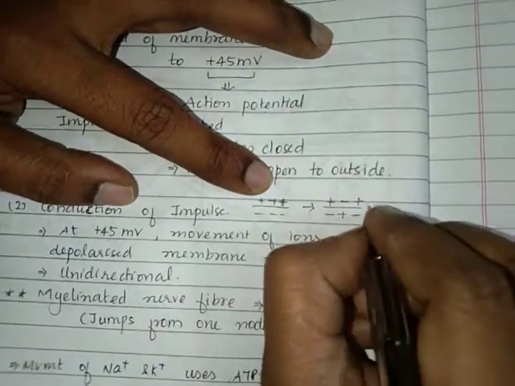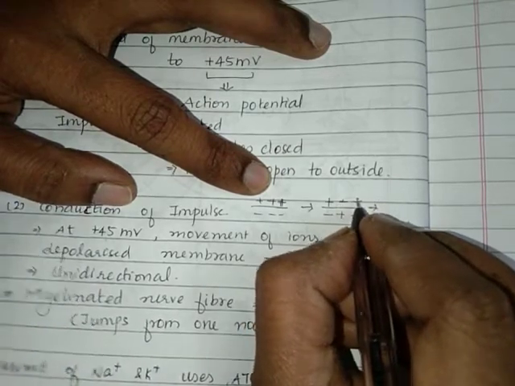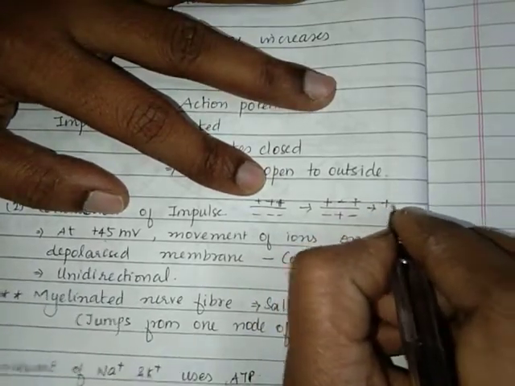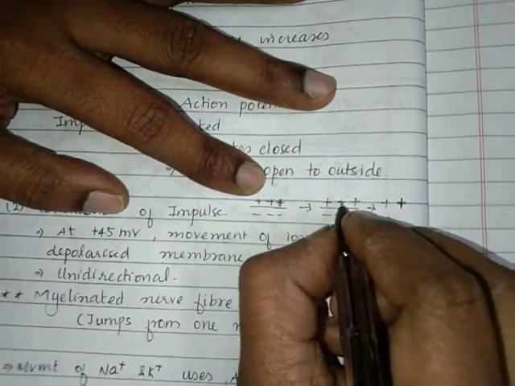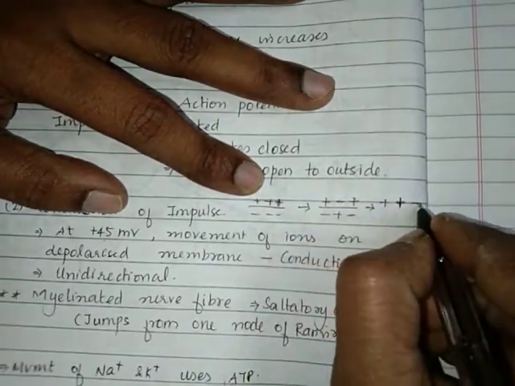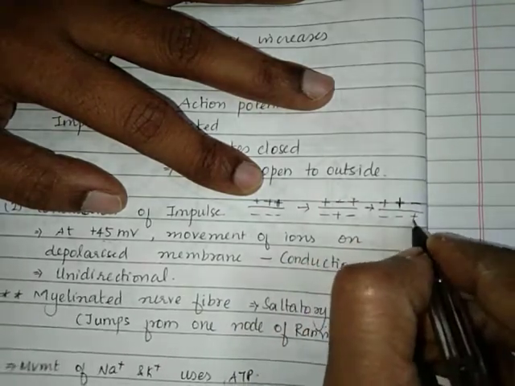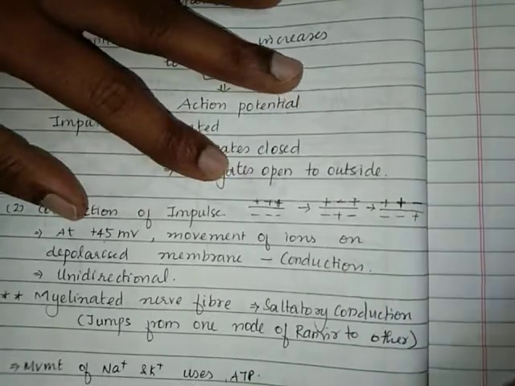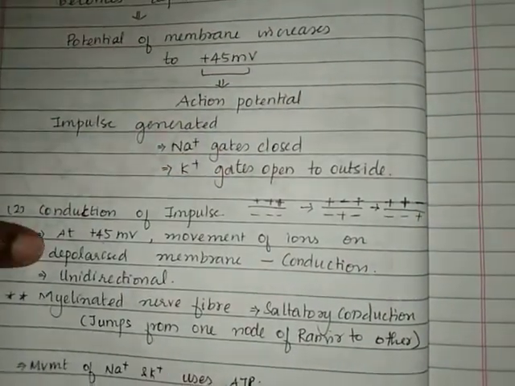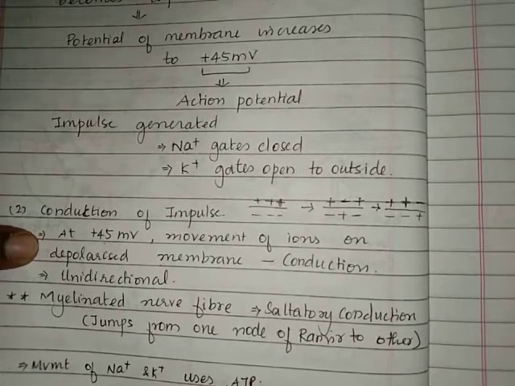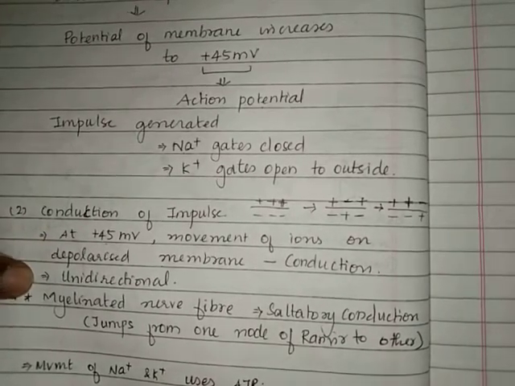This is the depolarized membrane. When conduction happens, the electrons would be attracted towards this positive charge. So what happens is this positive charge comes to this position, this one comes here and this negative charge moves here. So like this the impulse will be transmitted. It moves on to the next positions, keeps moving on the membrane of the neuron. This process we call conduction of impulse, and conduction of impulse is always unidirectional.